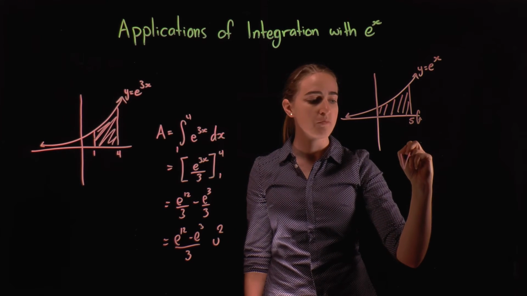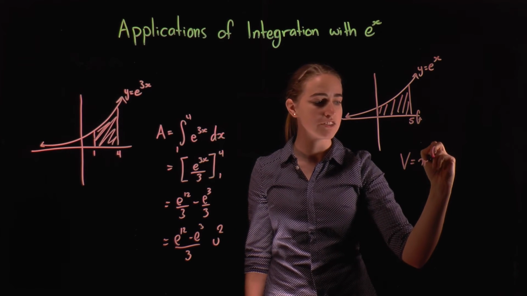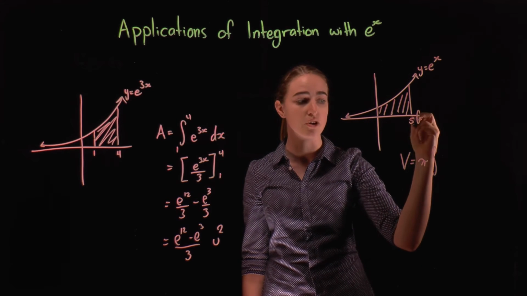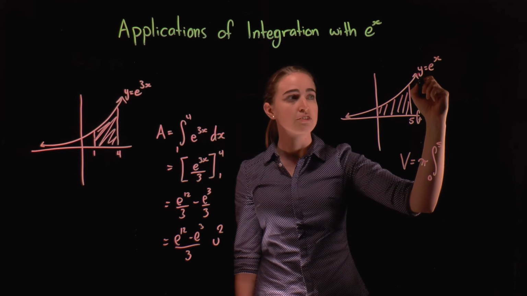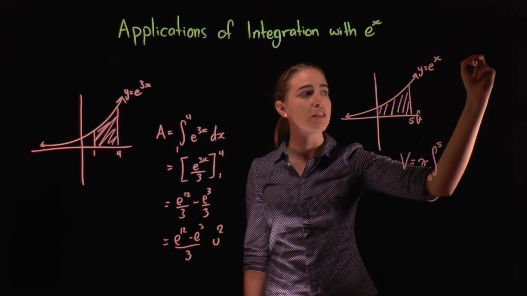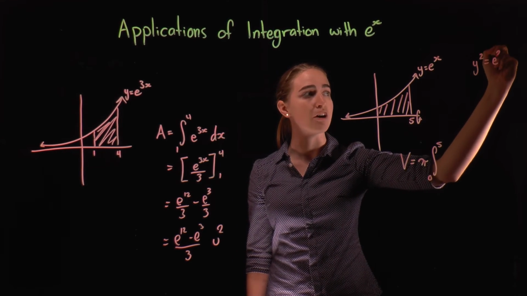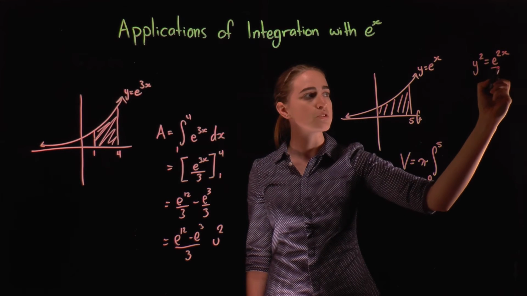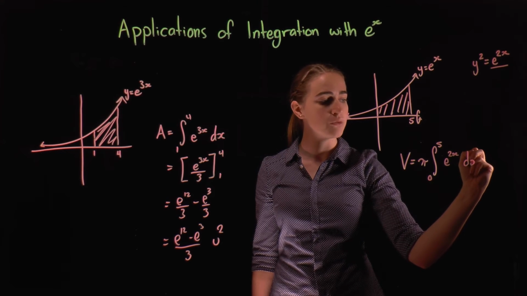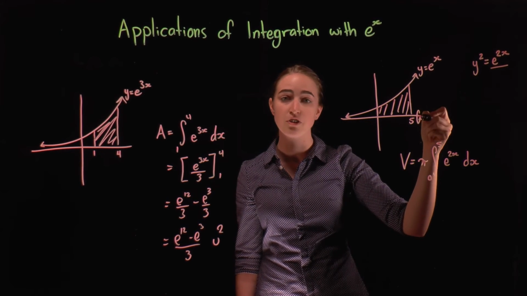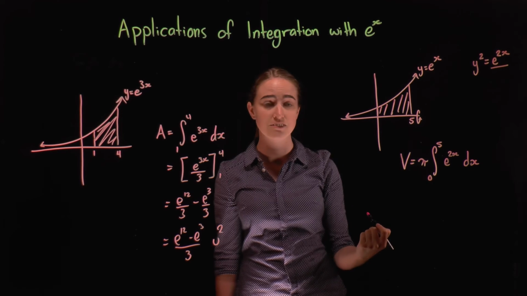So our volume is going to be pi times the integral between our bounds, so 0 and 5, of y squared. So y is e to the x. That means that y squared would be e to the power of 2x. So that's what's going in here, our y squared, e to the 2x, and we're integrating with respect to x because we're rotating around the x-axis.